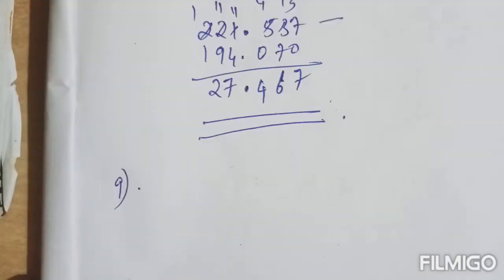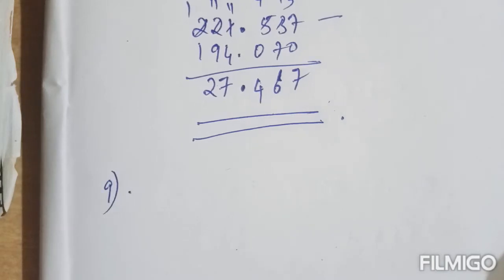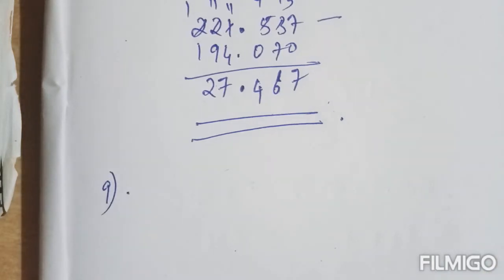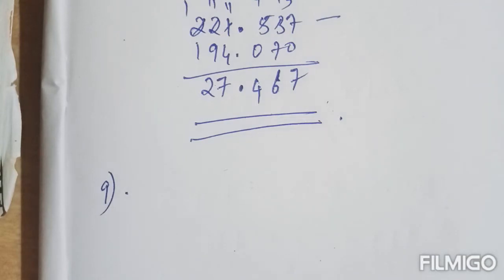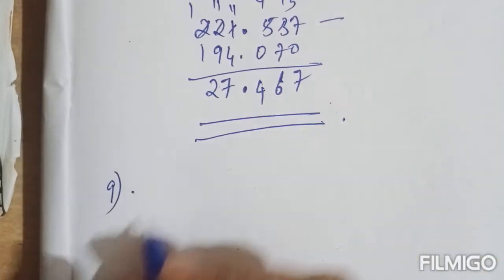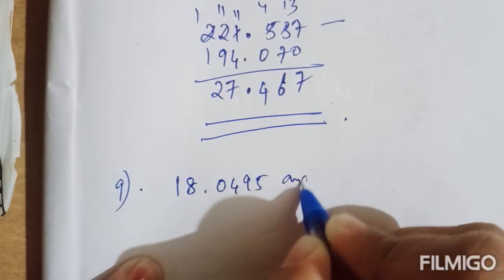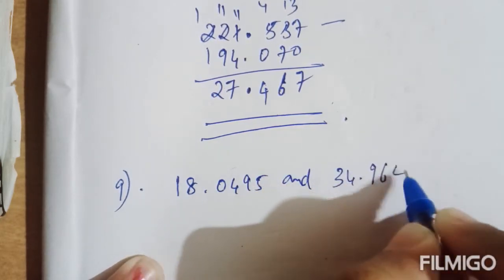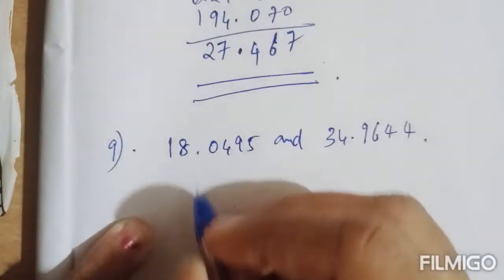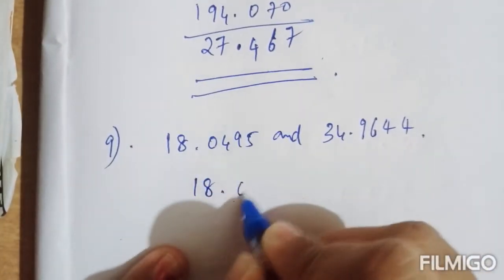Okay, do the 8th question as homework. Next, 9th one. By how much does the sum of 18.0495 and 34.9644 exceed the sum of 7.6752 and 24.876? So here 2 sums you have to find. First sum, it is the sum of 18.0495 and 34.9644. Here you can find the sum first.